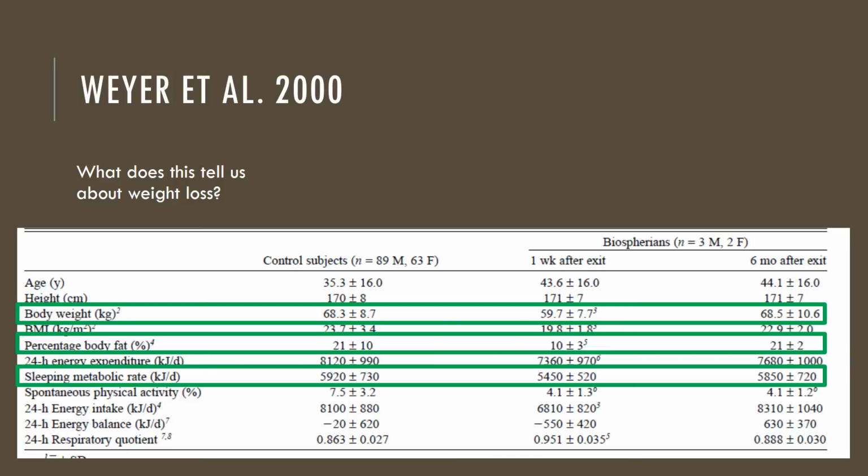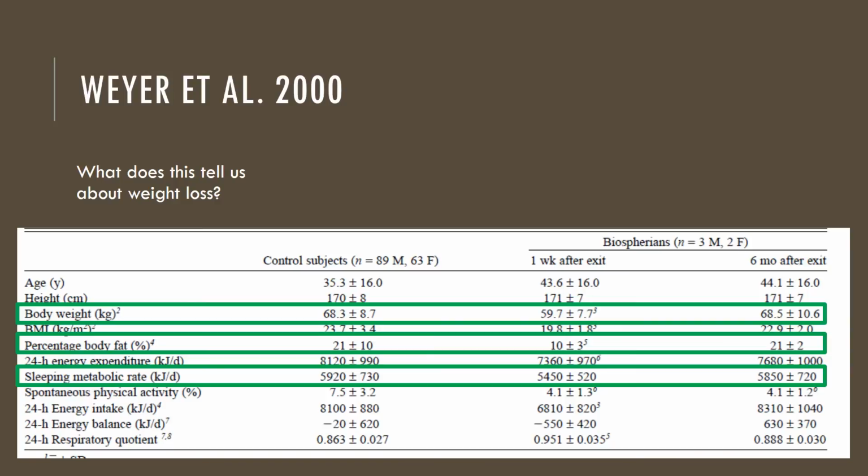But let's look at the percentage of body fat. Okay, so 1 week after exit, this is highlighted in green on your screen, they had about 10% body fat. That's very low, especially for females. 6 months after exit, they were back up to around 21% body fat, which is more typical.